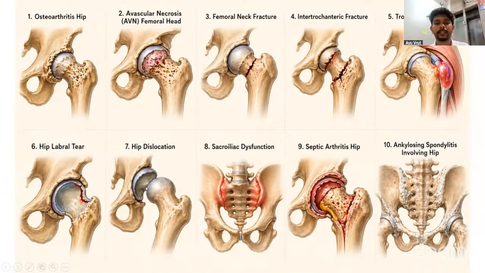The hip dislocation, sacroiliac dysfunction, septic arthritis. That means if an infection anywhere gets lodged into the patient's hip joint, it is called septic arthritis. And last but not the least is ankylosing spondylitis. Can you appreciate these white web-like structures? It looks like the joints have frozen.